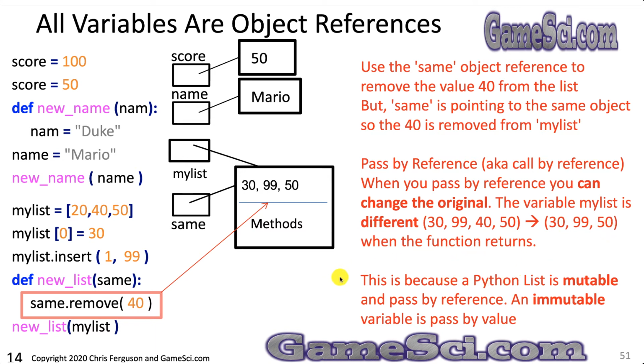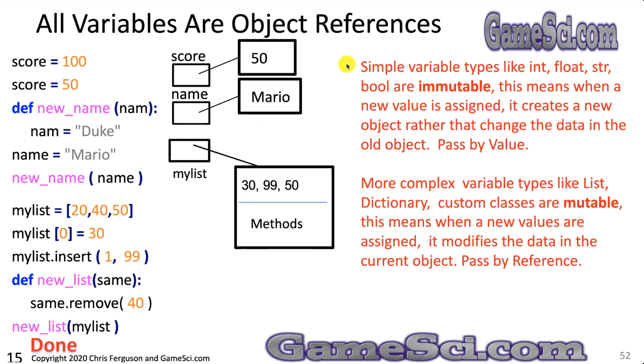This is because a Python list is mutable and passed by reference. You send a list to a function, it can change the list. An immutable variable is passed by value. If you send an integer as a parameter, it will simply create a new object and your original will stay the same. Simple variable types like int, string, and boolean are immutable. This means when a new value is assigned, it creates a new object rather than changing the data in the old object. This is why they are passed by value.